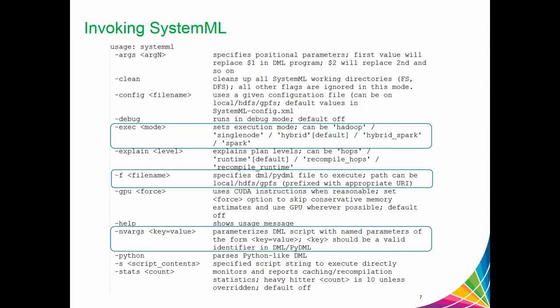To invoke SystemML from command line, the user has to provide the location of DML script via -f option. The command line arguments such as $nr can be parsed via -nvargs option. The user can also specify the execution mode using -exec option. In most cases, you will end up using hybrid Spark mode or hybrid mode.